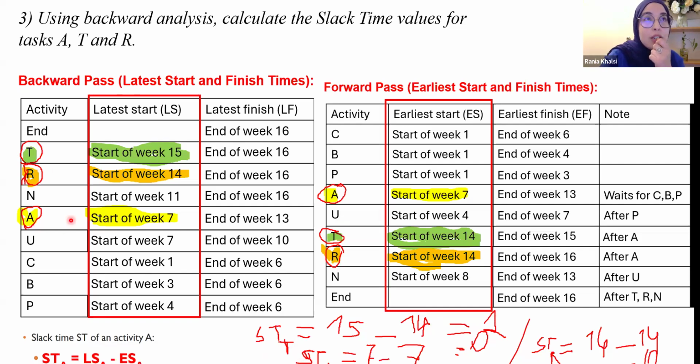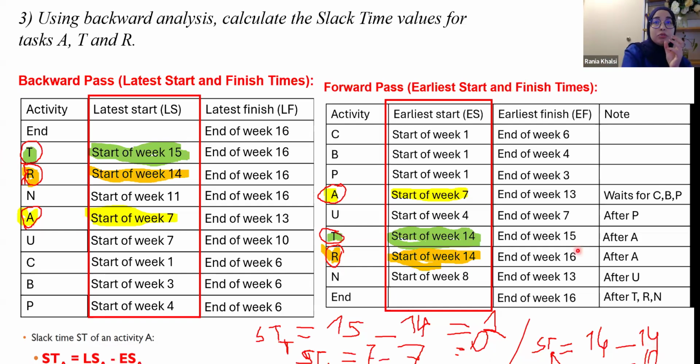Now the latest start now for A, 7 minus 7, it's 0. So the slack time for A is 0. And the slack time for R is also 0. Okay? So I think now we are answering this question. So the final answer is 1, 0, 0, or whatever order you are presenting your activities in.